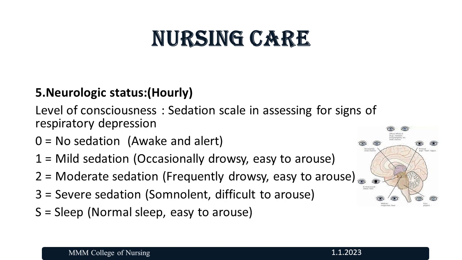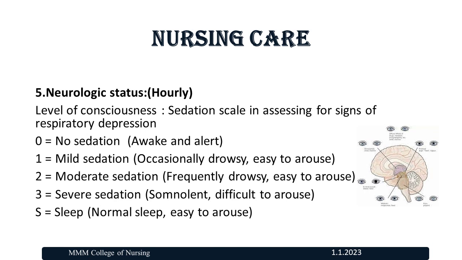The fifth one is the neurological status. Hourly, we have to check the neurological status, level of consciousness, and sedation scales in assessing for signs of respiratory depression. If it is a 0, no sedation, the patient is awake and alert. Mild sedation means the score is 1: occasionally drowsy, easy to arouse.